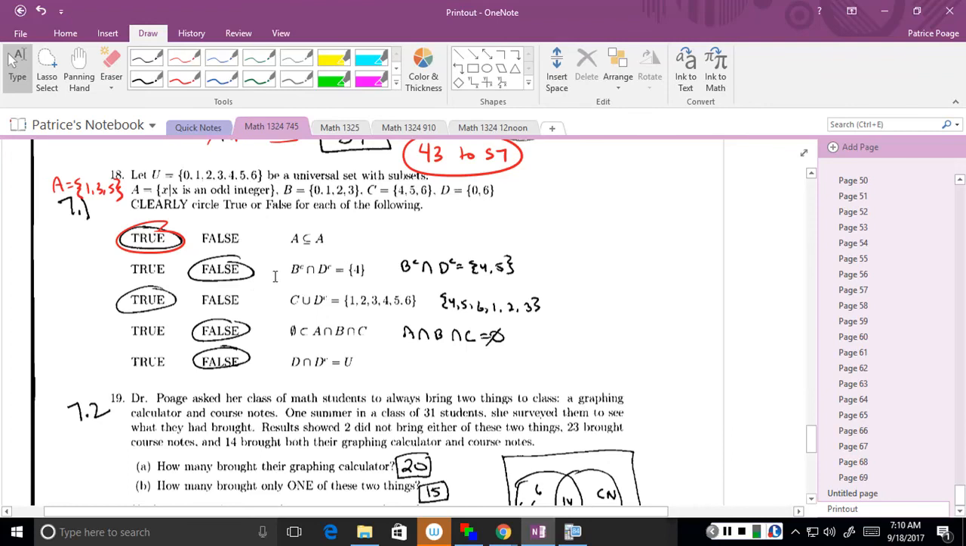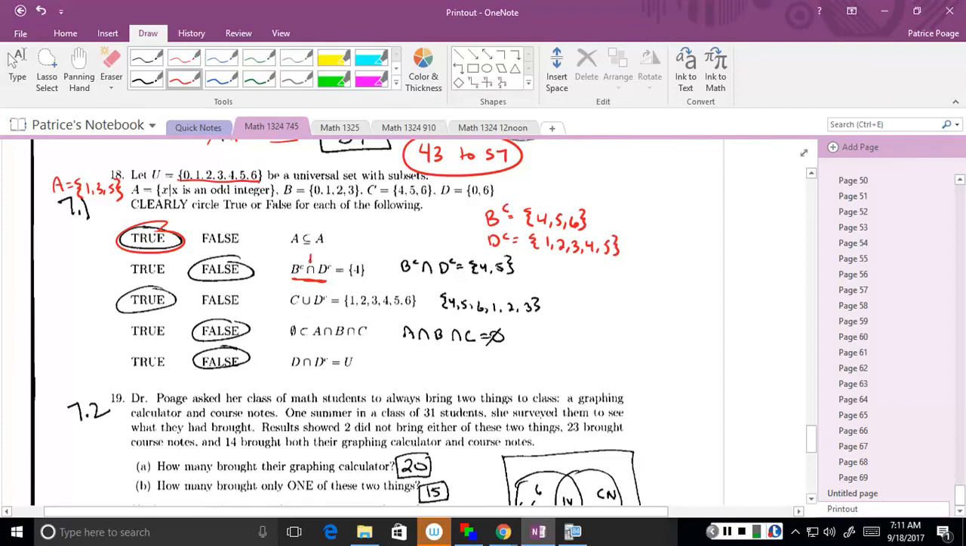B complement, so I gotta come over here and find B complement. That's everything in the universe that's not 0, 1, 2, 3. So that'd be 4, 5, 6. And then intersect that with D complement. So D complement is everything in the universe that is not 0, 6. So that would be 1, 2, 3, 4, 5.